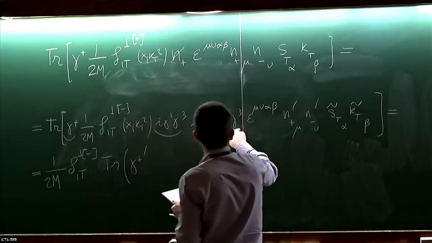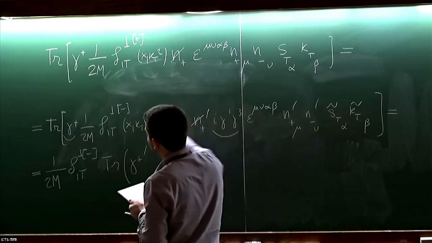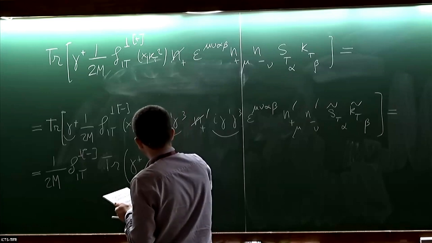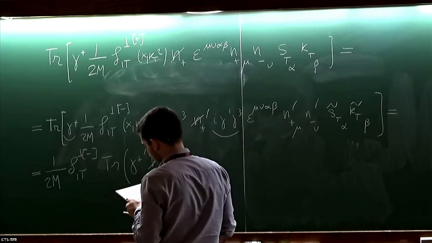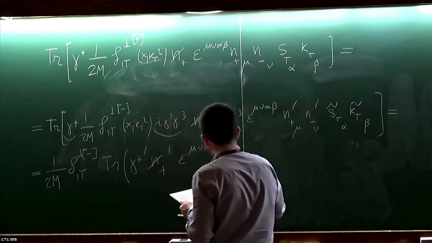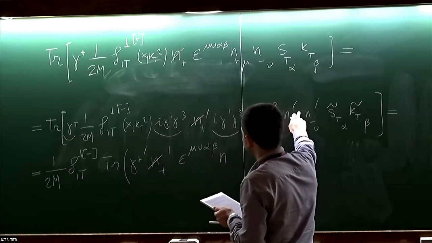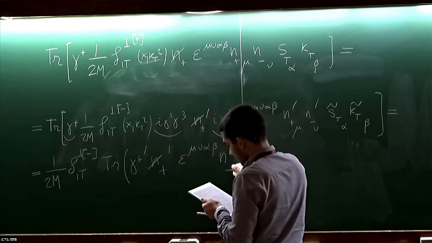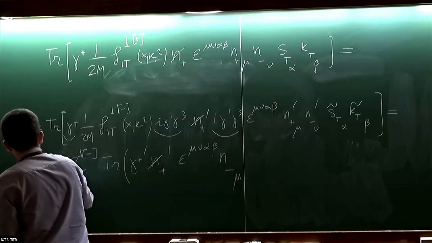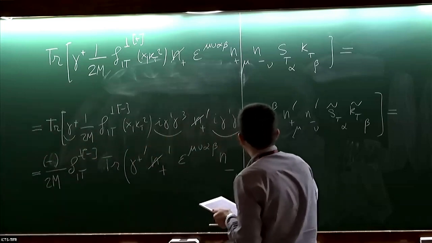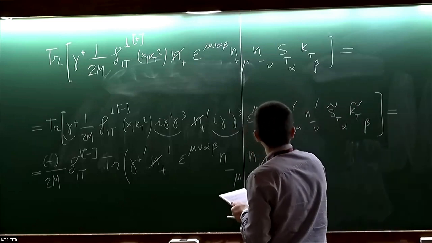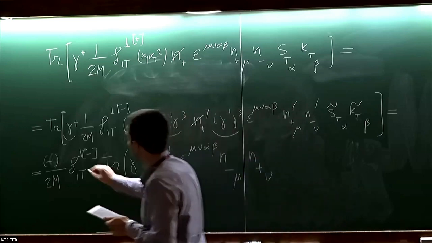Okay? So you let this one leave from the right and come back from the left, so this becomes gamma plus prime. Then you have n plus slash prime, and then you have epsilon mu nu alpha beta. So n plus prime becomes n minus mu with a minus sign. Let's count the minus signs. I have a minus sign here. Then I have another minus sign coming from the fact that n minus becomes n plus. Okay, so this becomes squared.